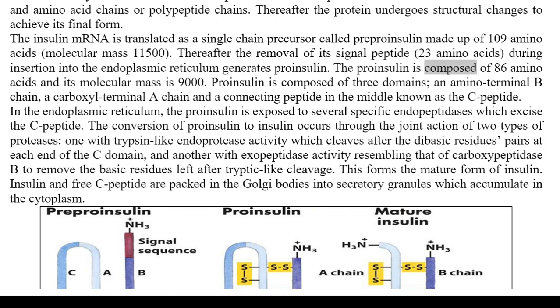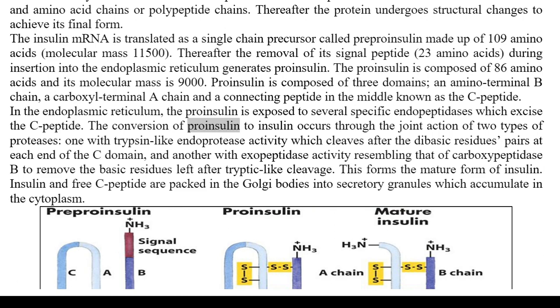The proinsulin is composed of 86 amino acids and its molecular mass is 9,000. Proinsulin is composed of three domains: an amino terminal B chain, a carboxyl terminal A chain and a connecting peptide in the middle known as the C peptide. In the endoplasmic reticulum, the proinsulin is exposed to several specific endopeptidases which excise the C peptide.